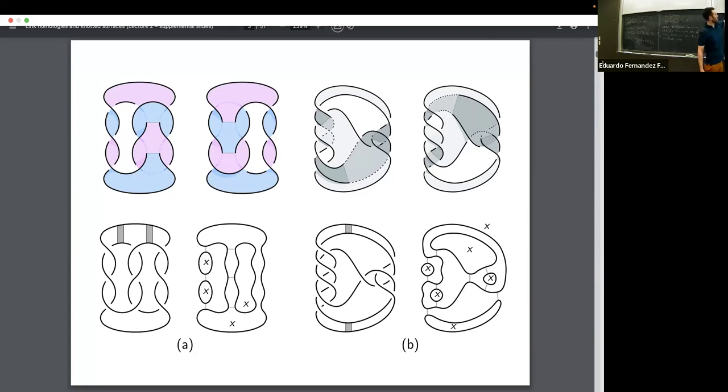For one thing, we said we want, if a class is supposed to die under some cobordism, then you want saddle moves in that cobordism to join distinct x-labeled components. So here, for example, this band move joins two distinct x-labeled components of the smoothing.